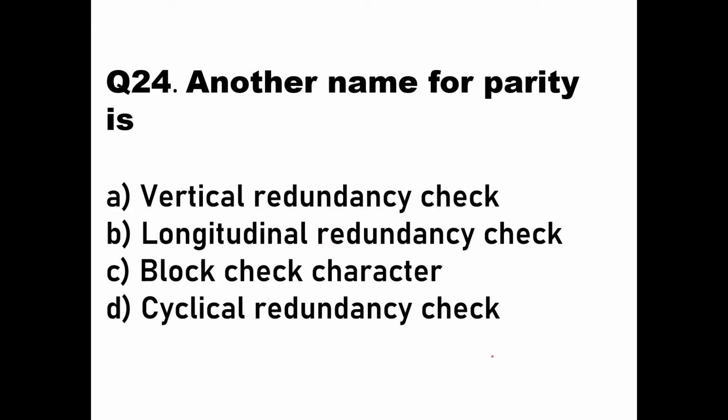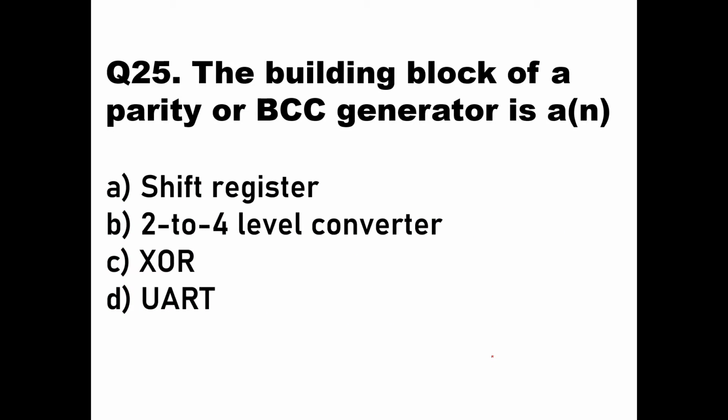Question number 24. Another name for parity is. Parity refers to the number of ones in given data. If the number of ones in the data is odd, then it is odd parity. If the number of ones is even, then it is even parity. This is another name for a method called vertical redundancy check, VRC. So VRC can also be called the parity check method. Here the option will be option A, vertical redundancy check. Then we will go to question number 25.